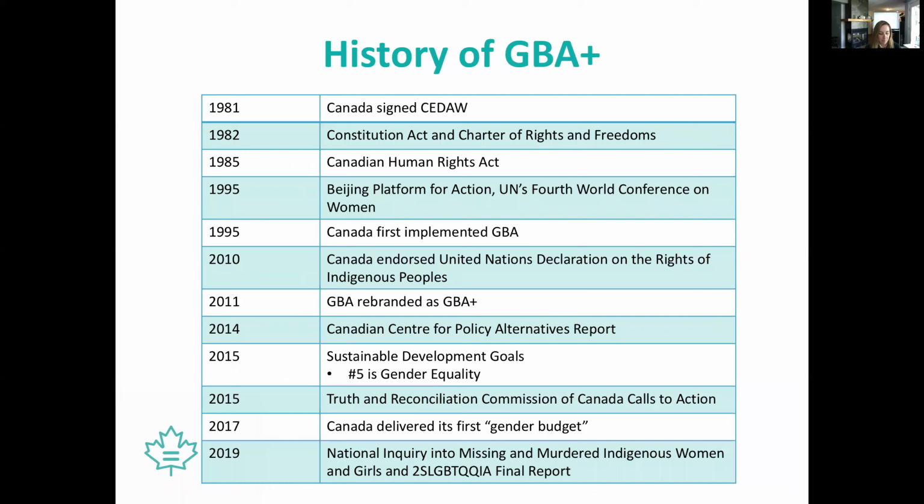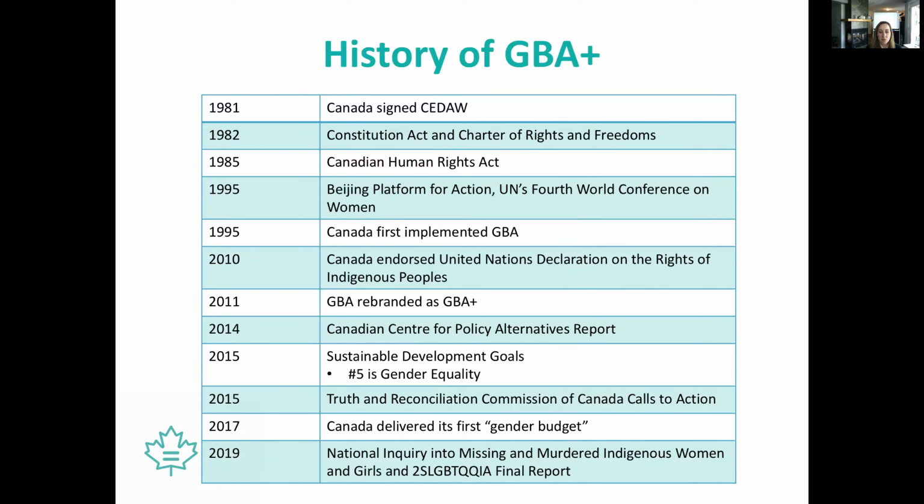So where did it come from? So this chart nicely explains the history of GBA Plus. The Government of Canada first implemented GBA Plus in 1995, and that was after the Convention on the Elimination of All Forms of Discrimination Against Women and the Fourth World Conference for Women in Beijing. When it was first implemented and created, it was just called Gender-Based Analysis.